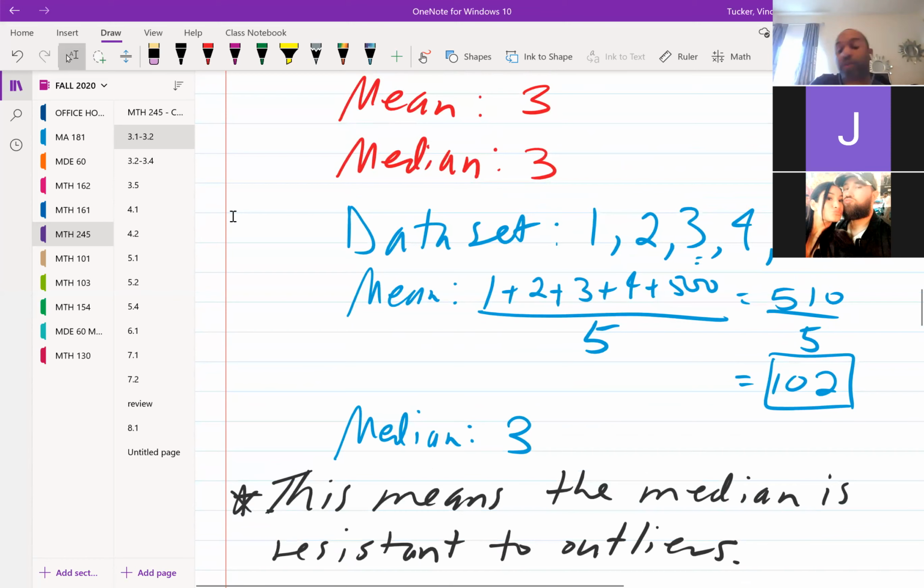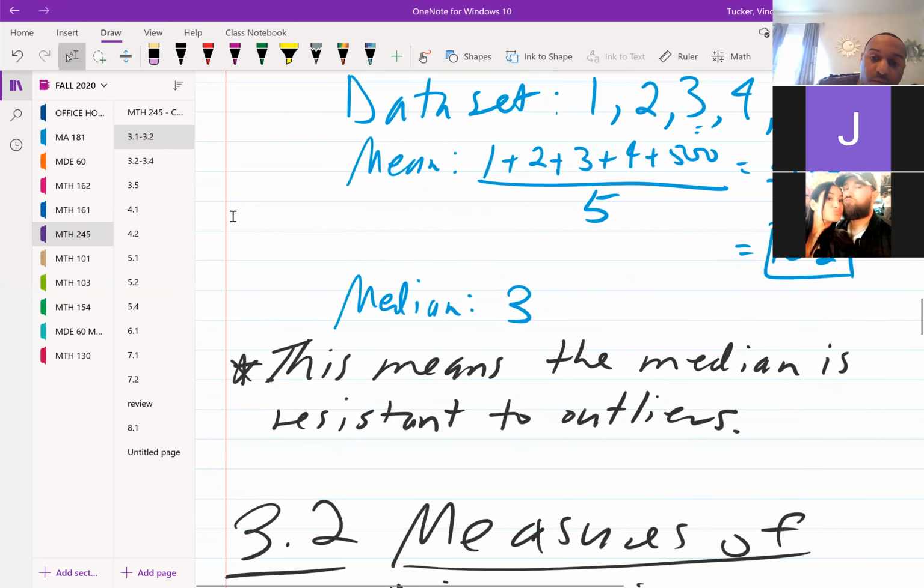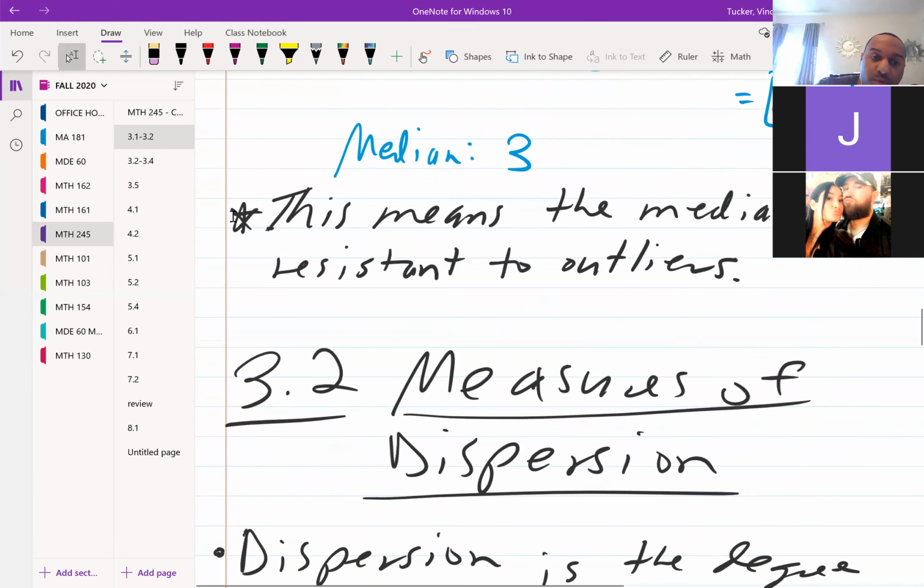All right, so those are the data summaries that are in 3.1. Questions before we roll to 3.2? All right, scrolling up.